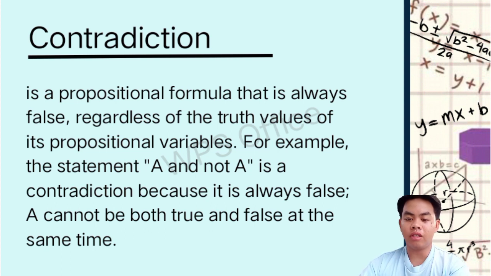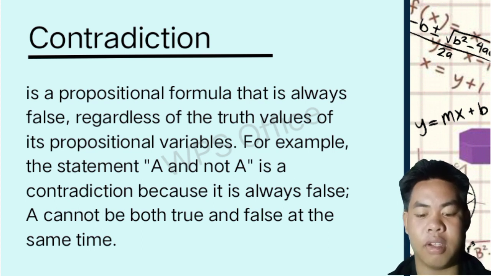Contradiction is a propositional formula that is always false regardless of the truth values of its propositional variables. For example, the statement A and not A is a contradiction because it is always false. It cannot be both true and false at the same time.